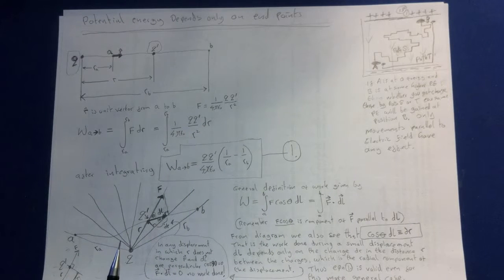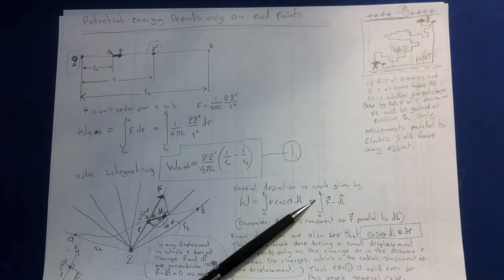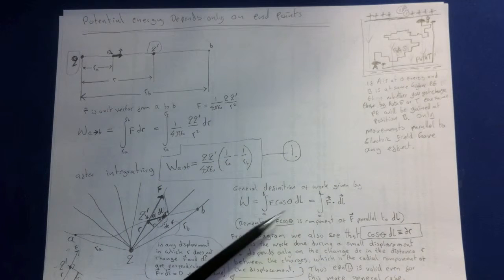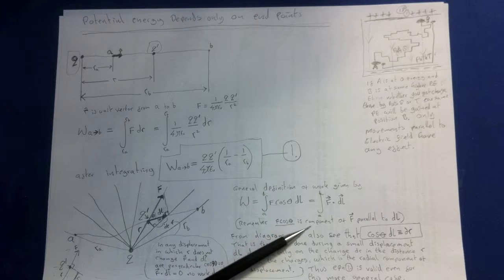To prove that, we consider a more general displacement in which A and B do not lie on the same radial line, as in this diagram here. So we've got A, and there's a line here, quite arbitrary, going from A to B. To find the work done by the field in the displacement from A to B, we must now use the general definition of work, W equals F cosine theta, which is the component along the small displacement dl, which is this displacement here. Remember that F cosine theta dl is the same as the force vector dotted with the displacement vector dl. This is basically the dot product of two vectors. Also remember F cosine theta is the component of F parallel to dl, lying in this dl direction.